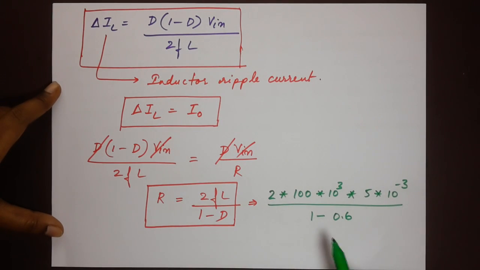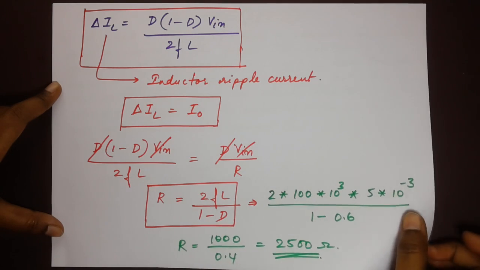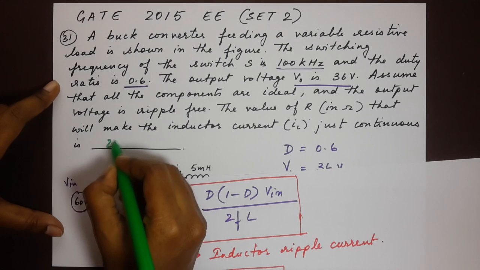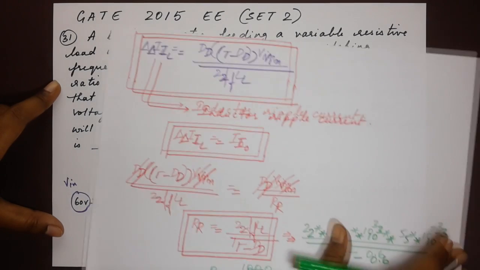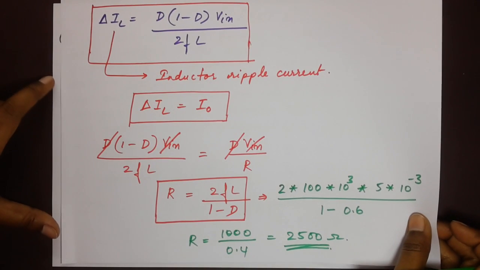Okay, now when we solve this, we get R equal to 1000 by 0.4, and that gives us 2500 ohms. So the answer here is 2500. You can solve it and check if the value is right. 2500 is the final answer. So this is the entire solution, and I hope it has helped.